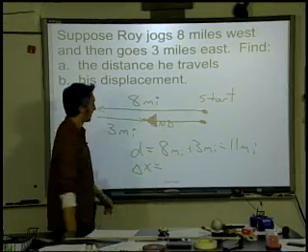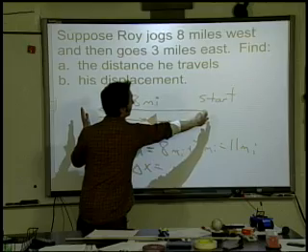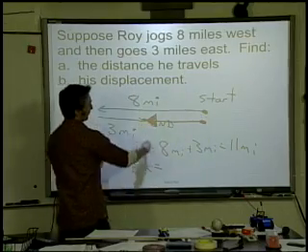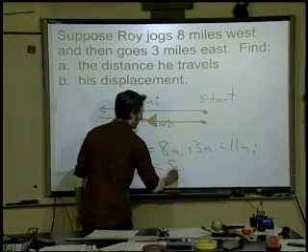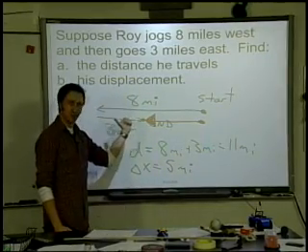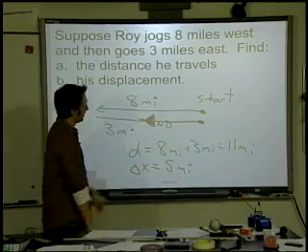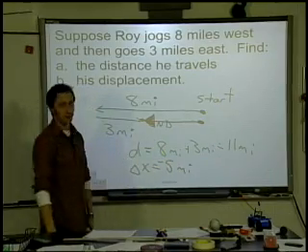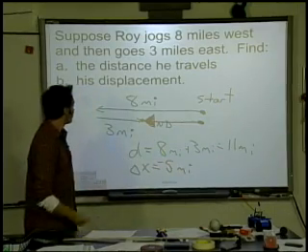Conceptually, you can just think about it and go, well, this distance is 8 miles, this distance is 3 miles, so the difference must be 5 miles. And because the arrowhead points to the left, points in a negative direction, you've got to make it negative. All right?